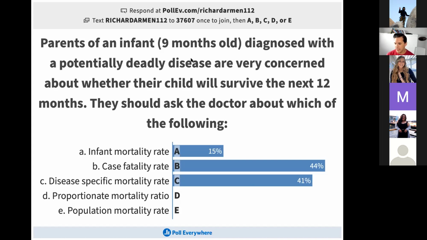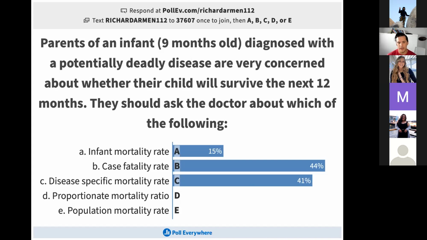So let's talk a little bit about the differences between infant mortality rate, case fatality rate, disease-specific mortality rate, and so on. This question says, parents of an infant 9 months old diagnosed with a potentially deadly disease are very concerned about whether their child will survive the next 12 months. They should ask the doctor about which of the following.